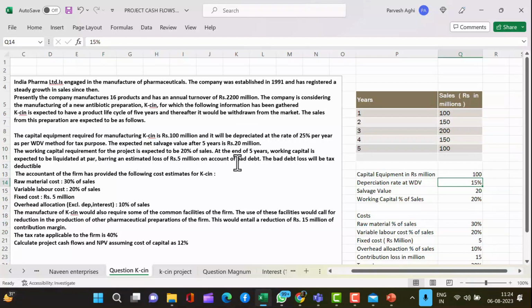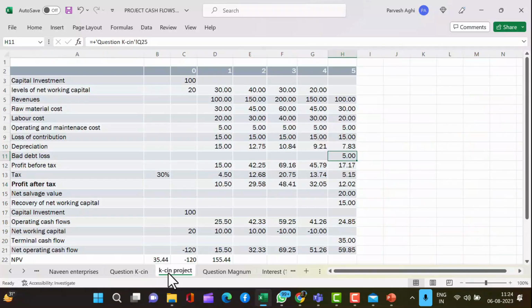Fine. So that means we are assuming that loss we are going to count in the 5th year. Now we are going to calculate profit after tax. This loss of 5 million will reduce the profit of the company, and the company has to pay a lower tax. So this is basically profit before taxes, your revenues minus all your costs. So we can just see the formula here.